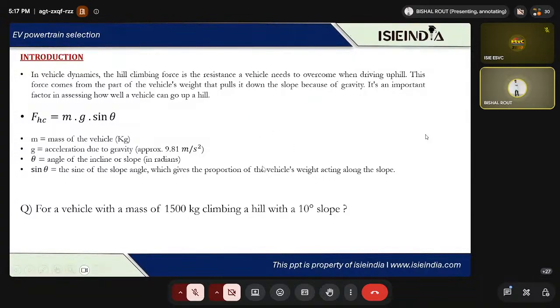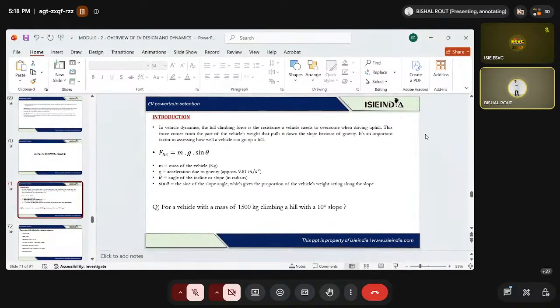Right. So does anyone have any doubt up to this? Please do let me know. Does anyone have any doubts up to this? What is aerodynamic drag force and rolling resistance force? I hope you can see that. Right.